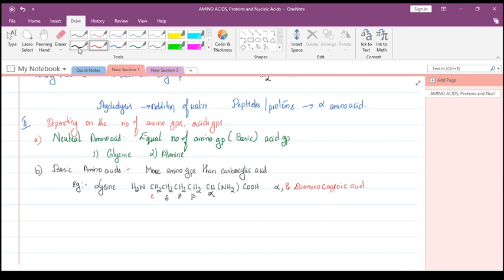And another example for the basic amino acid is arginine. Arginine is another example. Okay.